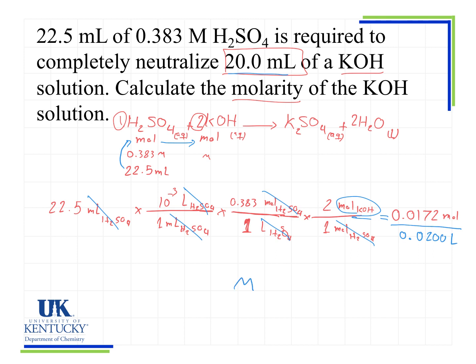So the molarity of KOH is 0.862 mole over liter. That's the molarity of KOH. Okay, so if you use 22.5 milliliter of this concentration of sulfuric acid to neutralize 20 milliliter of KOH, the concentration of the KOH should be 0.862. Okay, that's titration.